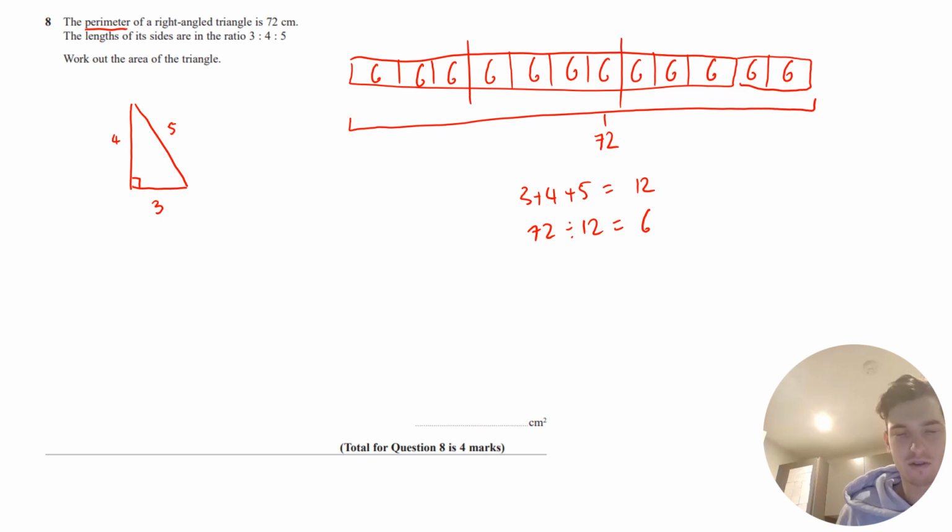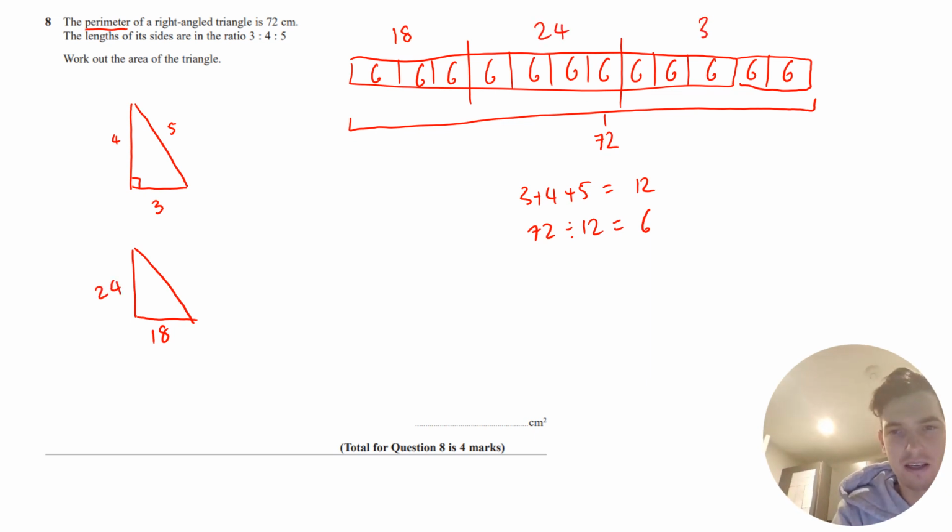Okay, so I can actually redraw my triangle. 6 times 3 is 18, 6 times 4 is 24, and 6 times 5 is 30. And so that is my triangle. And then what I need to do is find the area of the triangle.